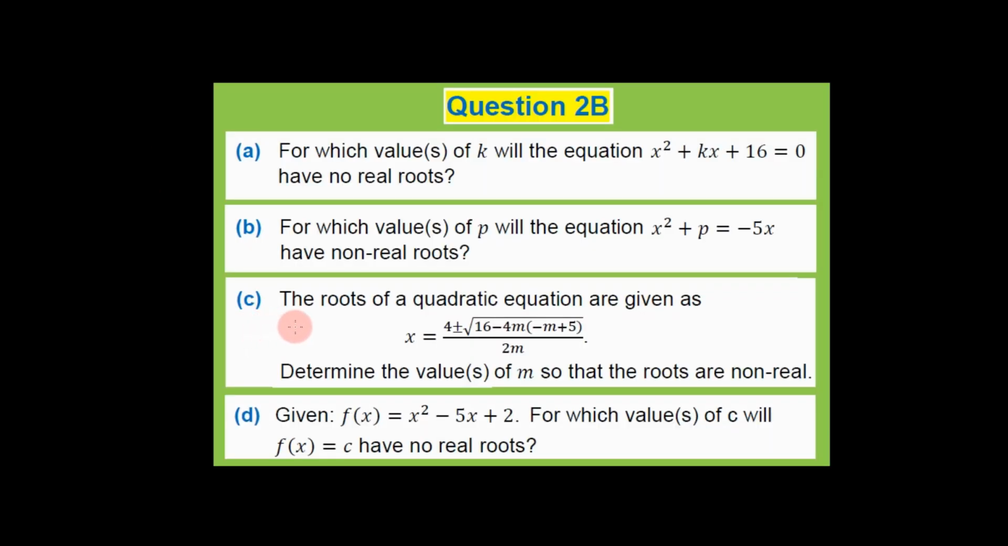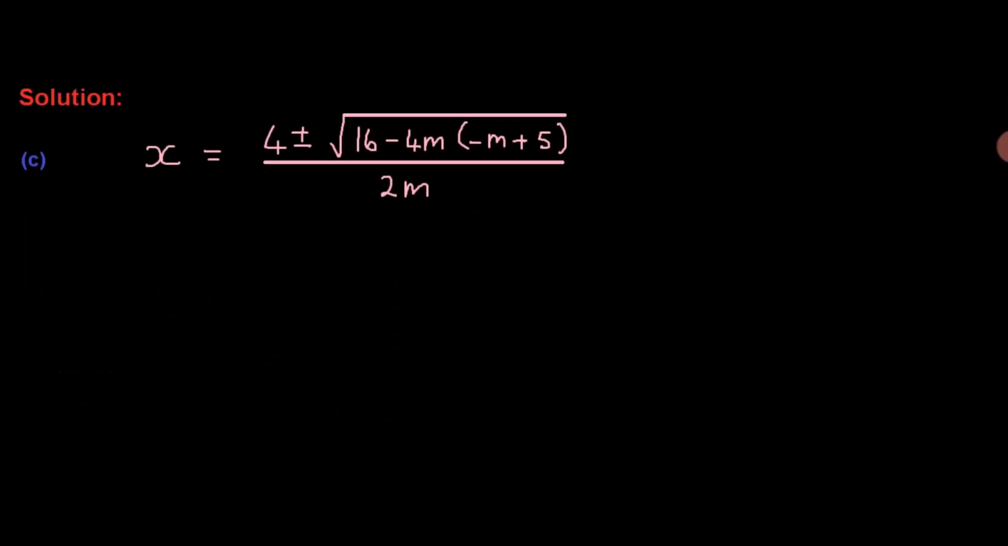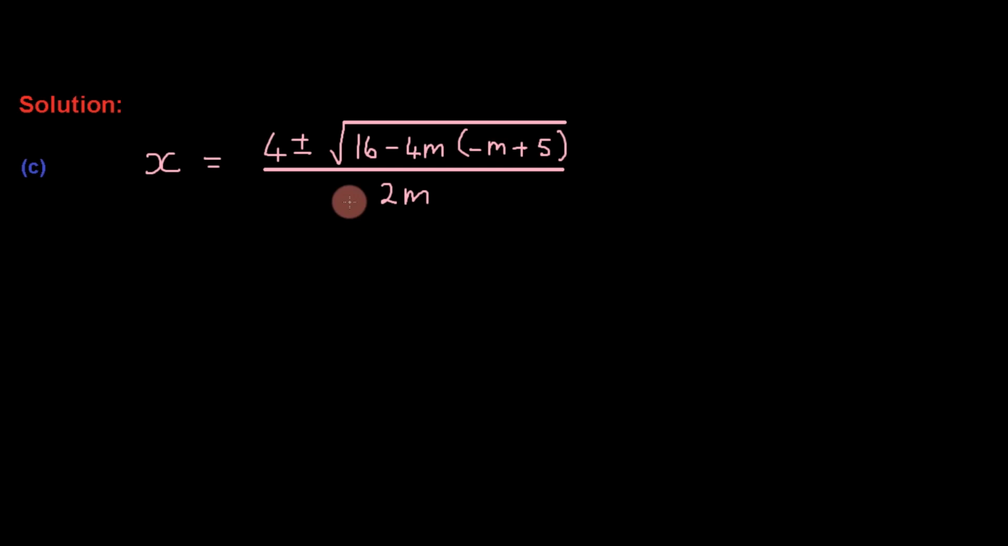Then coming to c, it says the roots of a quadratic equation are given as, and here we are given the roots. Determine the values of m so that the roots are non-real. Now, we are given the roots in this case. And this, of course, comes from the quadratic formula. So we know that whatever is under the square root will be delta. So we can start by writing down that delta equals 16 minus 4m into negative m plus 5.